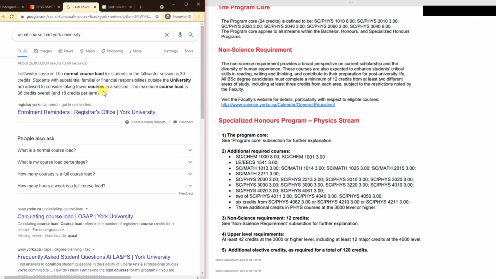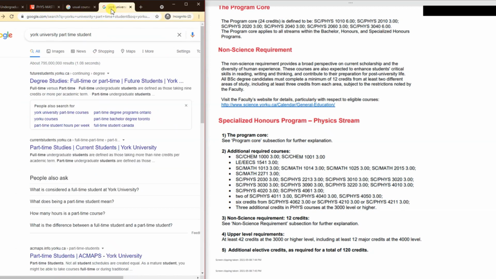There is the maximum course load of 36 credits. At that point, you're taking way too many classes. You don't want to overwork yourself. And the minimum requirement is 18 credits per term. And you're saying, well, what does that mean, minimum requirement? The minimum requirement is talking about, again, on Google, York University part-time student. We click on the first link.